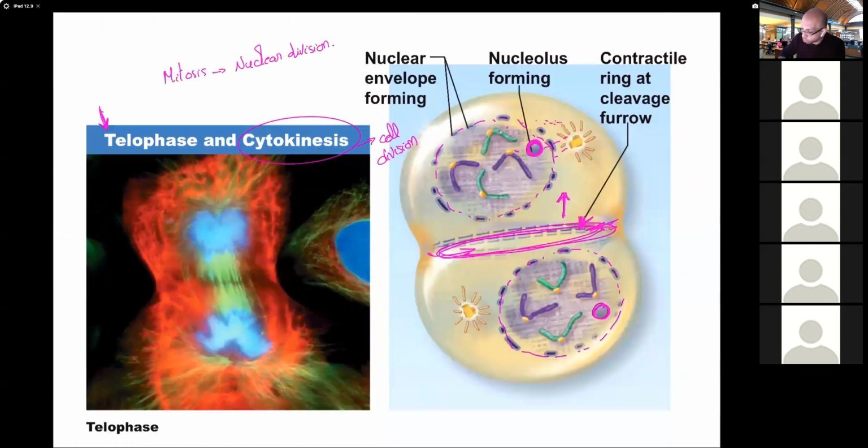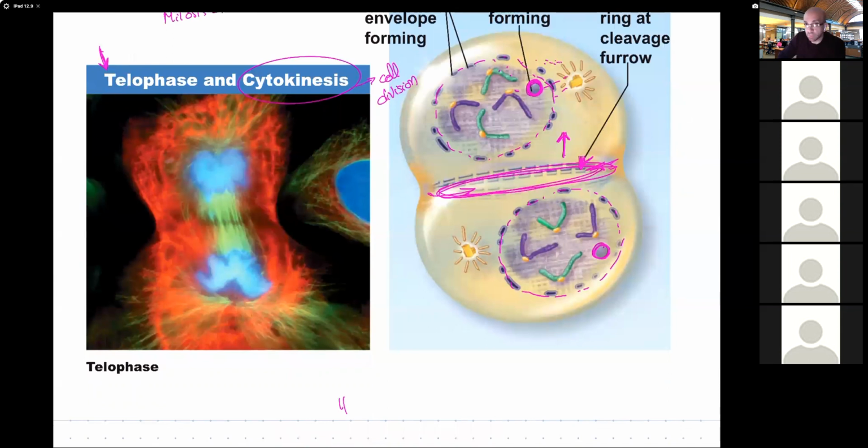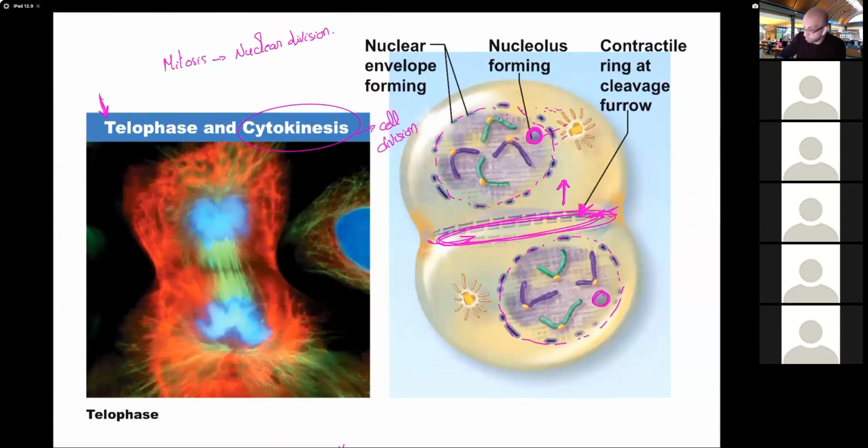Now I've formed two groups of chromosomes. The chromosomes will return back to the chromatin appearance. The nucleolus will reappear. The nuclear membrane will be formed, and the mitotic spindle will degenerate, forming two separate nuclei. We call this phase again telophase. During late anaphase and during telophase and after, you're going to form this contractile ring that will be splitting the cell into two separate cells.